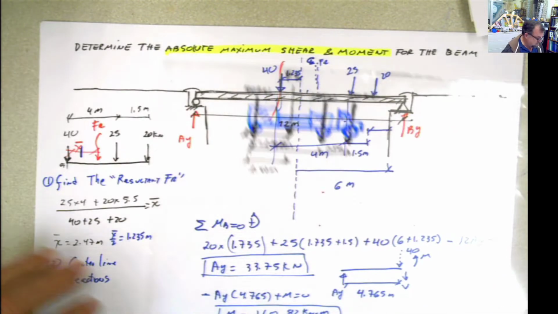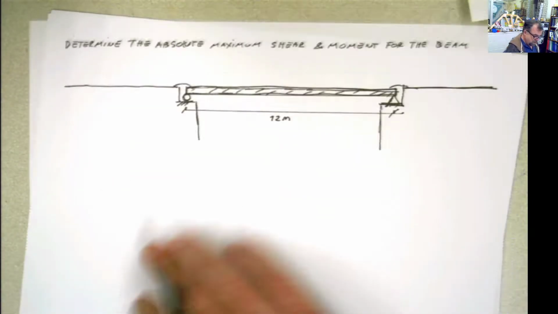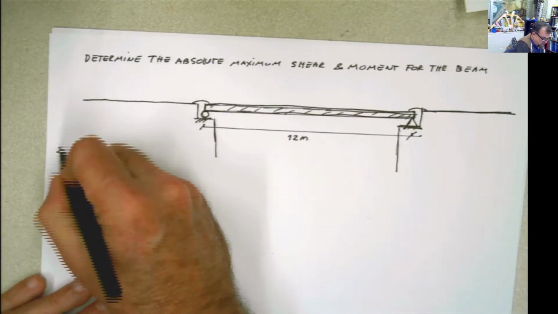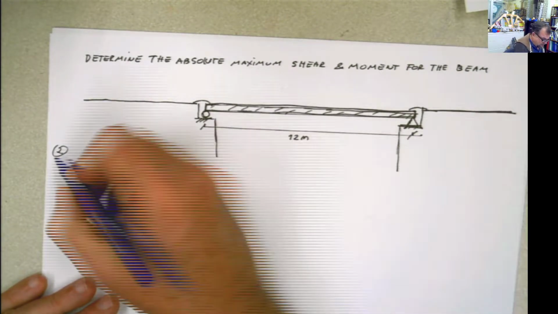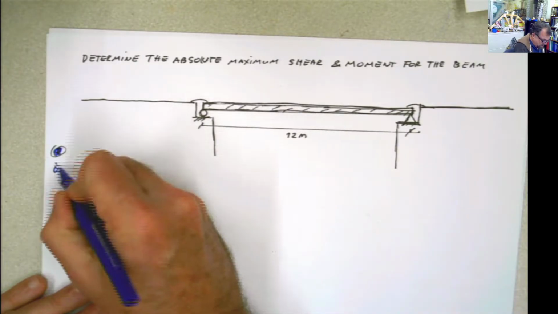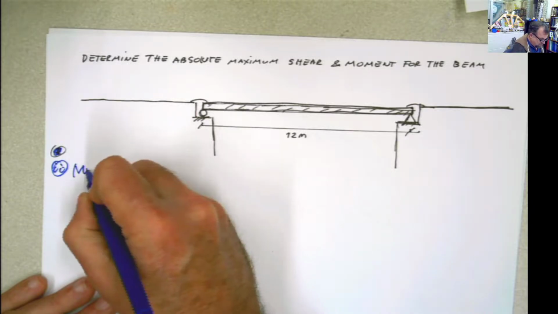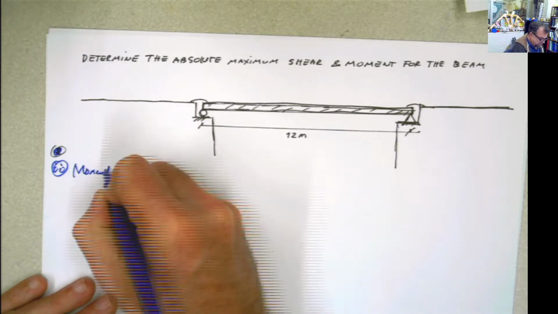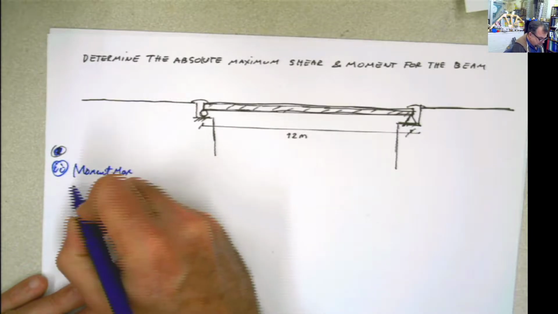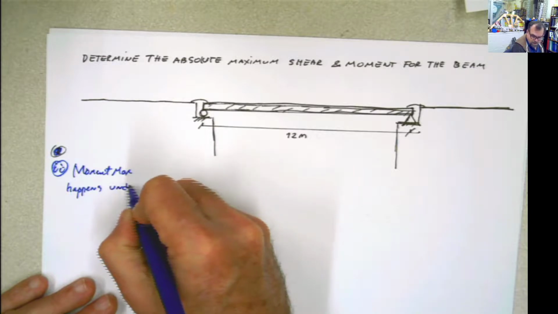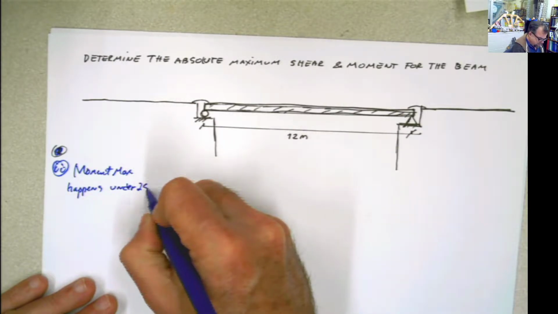So just for the sake of knowing what happened, let's change this and let's focus on that part. Let's try to do that second part. Assume the maximum moment happens under the 25 kilonewton load.